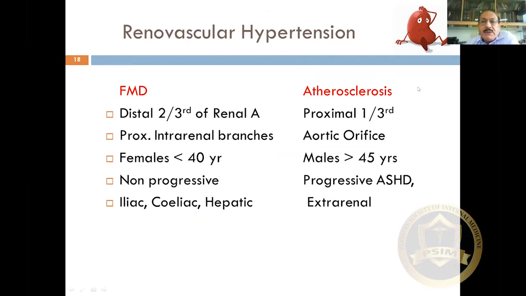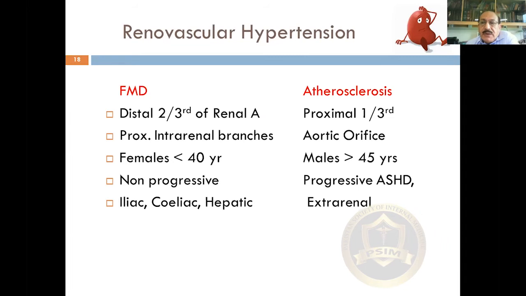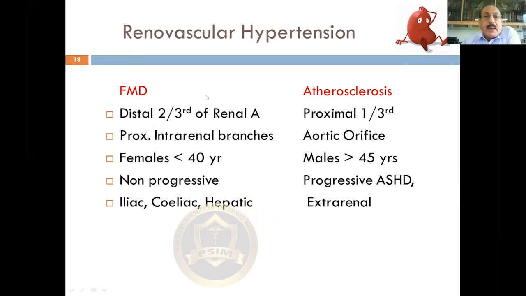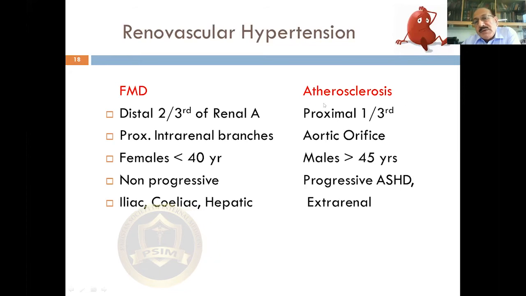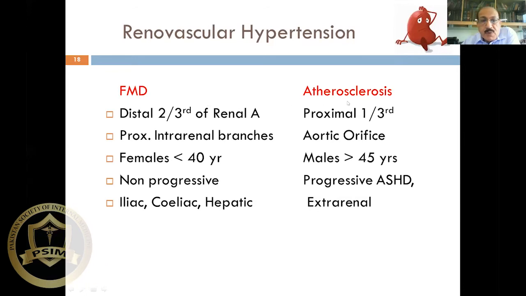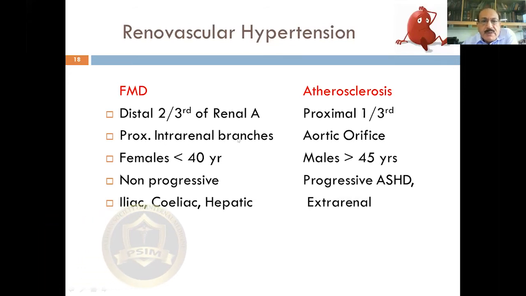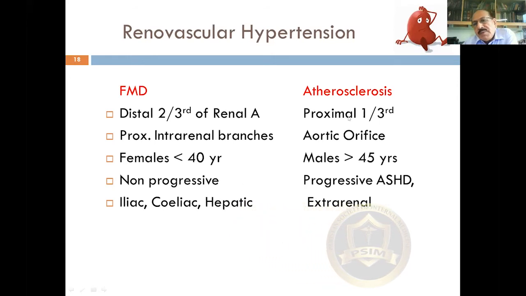The renovascular hypertension is divided into two categories. One category is fibromuscular dysplasia, which is typically seen in young females. And the second is atherosclerosis, which is seen in middle-aged or elderly males more commonly. In fibromuscular dysplasia, the distal two-thirds of the renal arteries is involved. The proximal intrarenal branches may be involved. Females are generally younger. It is generally a non-progressive disease. And iliac, celiac, and hepatic vessels may also be involved.